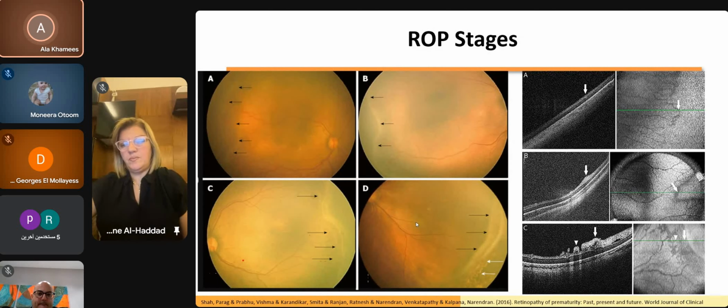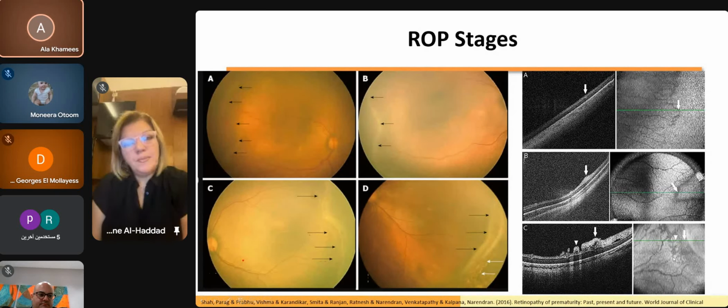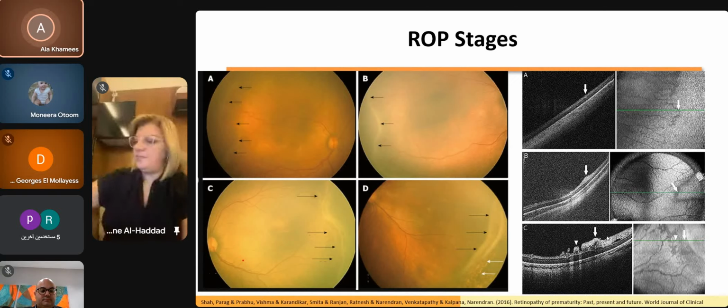The ICROP defined the ROP stages too. As we all know, stage 1, here's the clinical finding by fundus photography or clinical examination, and here's the corresponding stage 1, 2, 3 in OCT imaging. Stage 1, demarcation line, a faint, flat, thin line separating vascular and avascular retina. Stage 2, ridge, a bit elevated, broad, and three-dimensional. Stage 3, ridge with new vascularization, as we see here.